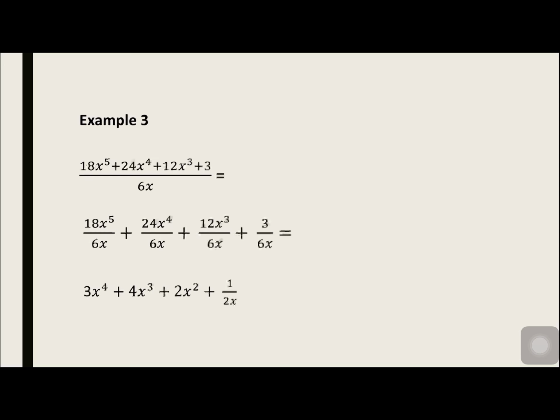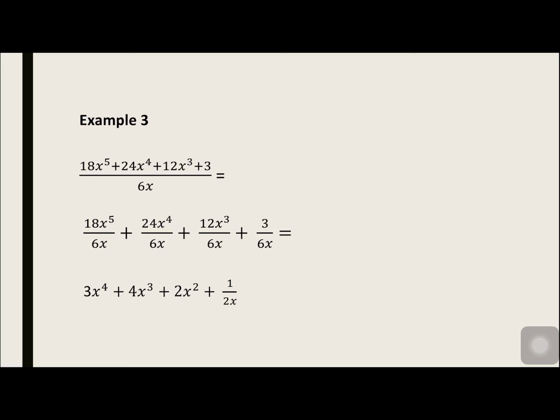Example 3. 18x to the 5th plus 24x to the 4th plus 12x cubed plus 3 divided by 6x. 18x to the 5th divided by 6x. 18 divided by 6 is 3. Subtract exponents. 5 minus 1 is 4. Plus 24x to the 4th divided by 6x. 24 divided by 6 is 4. Subtract exponents. 4 minus 1 is 3.